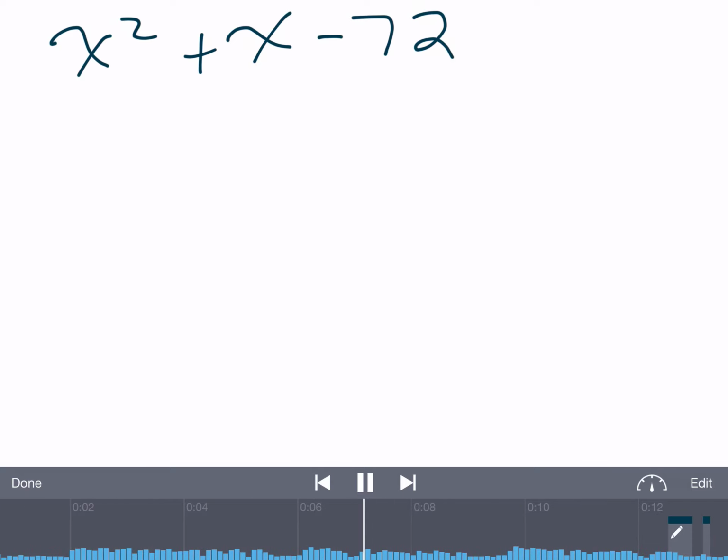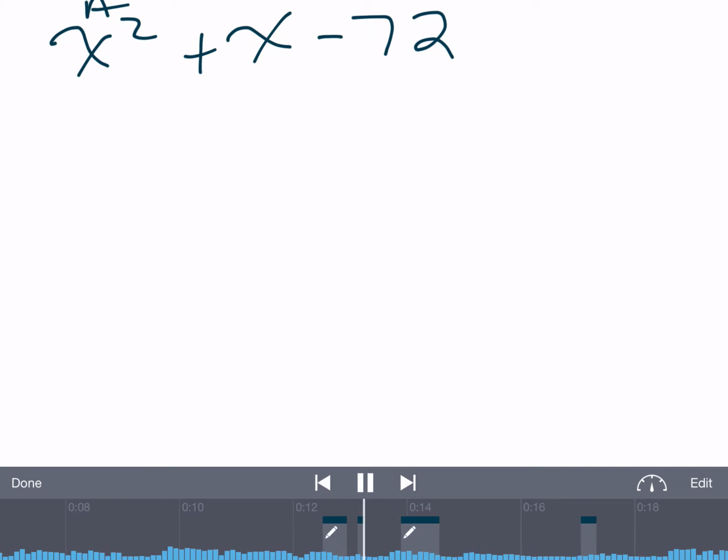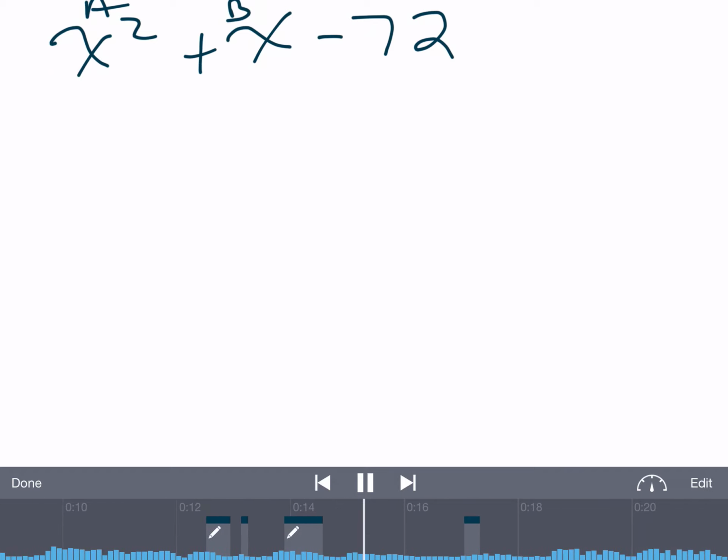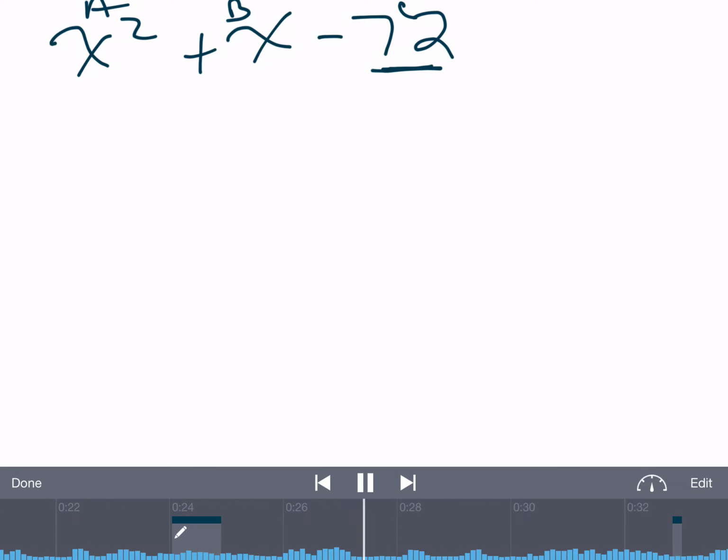Today we're going to look at factoring quadratics. So when looking at factoring, we have our A, we have our B, we have our C. C's right there. What we're doing is looking for the factors of C, there's a C right here, that are going to add up to B.